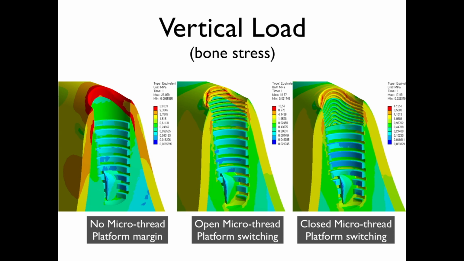This is a different view of vertical load stress in scalloped implants. The no microthread with platform margin scalloped implant model had a peak stress throughout the scallop portion of the bone, which is a key point to preserve. This may explain why the first generation scalloped implant had excessive bone loss. As you will see in the next slide, peak stress significantly increases in oblique load force.